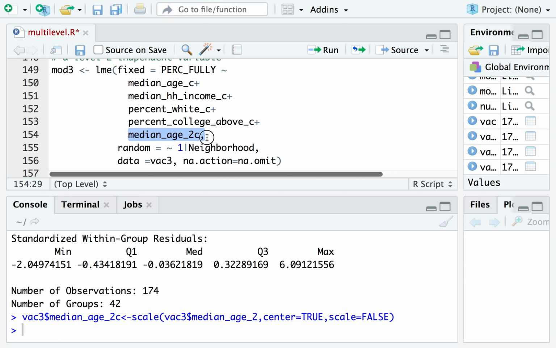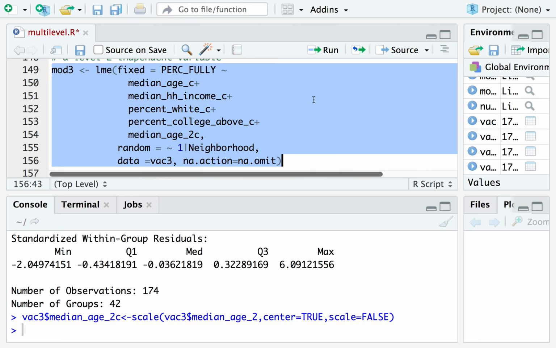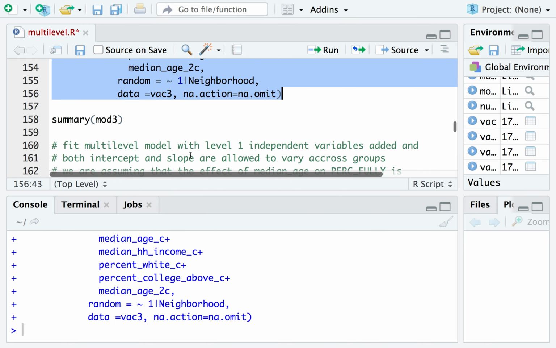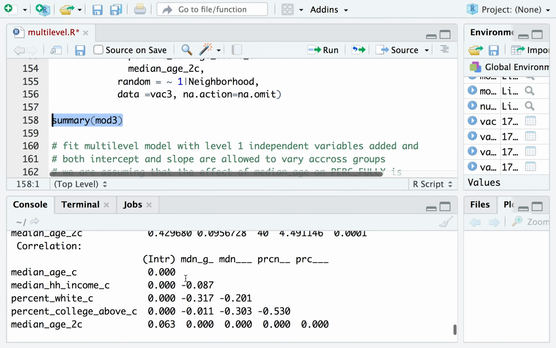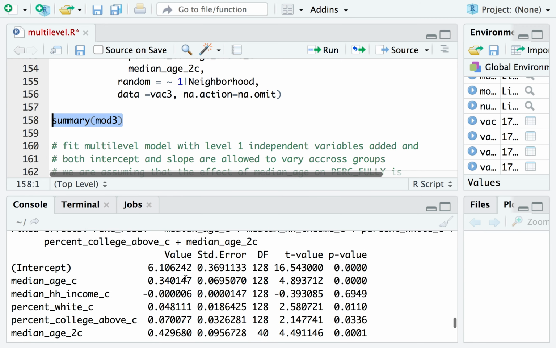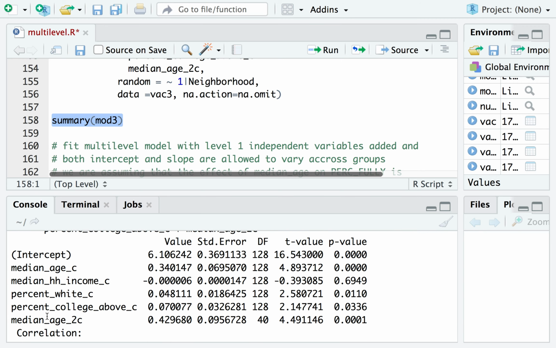It's going to recognize automatically that it's a level 2 predictor. I'm just going to run this and then look at the summary. And now let's look at our independent variables. And you can see it recognizes that median age 2 underscore 2c, our level 2 predictor, is level 2 because of the degrees of freedom right here. It's based on the number of neighborhoods, as opposed to the other ones which are based on the number of zip codes in my sample.